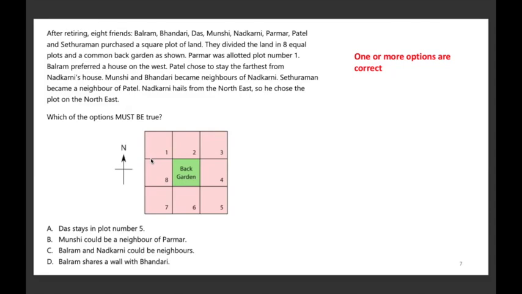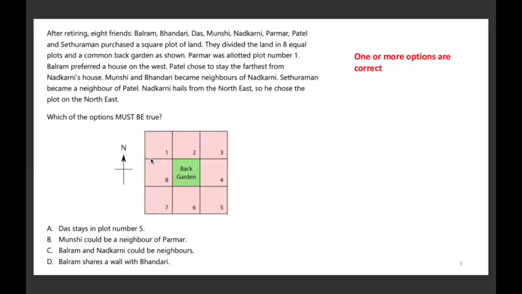Balram preferred a house on the west. Patel chose to stay the farthest from Nadkarni. Munshi and Bhandari became neighbors of Nadkarni. Sethuraman became neighbor of Patel. Nadkarni, who hails from northeast, chose the plot on the northeast. Which of the options must be true?